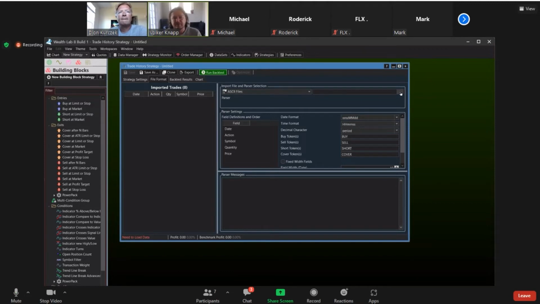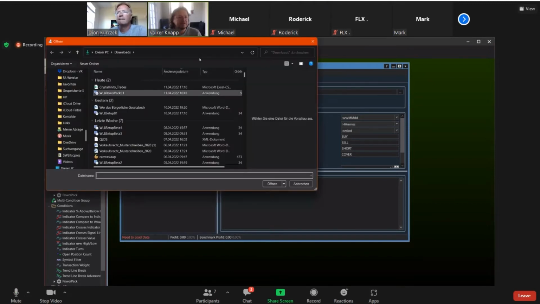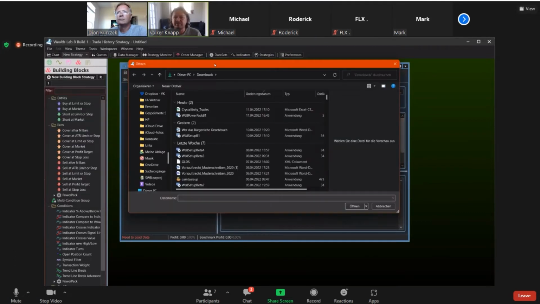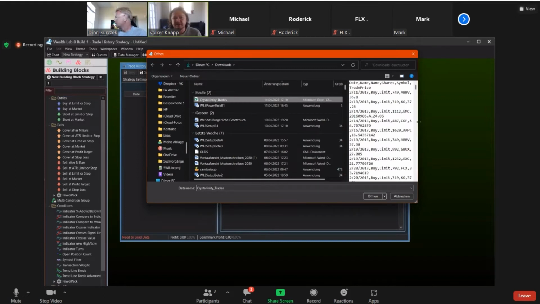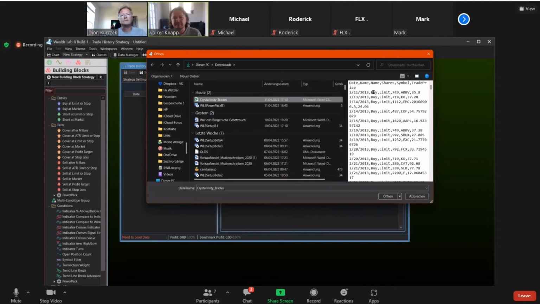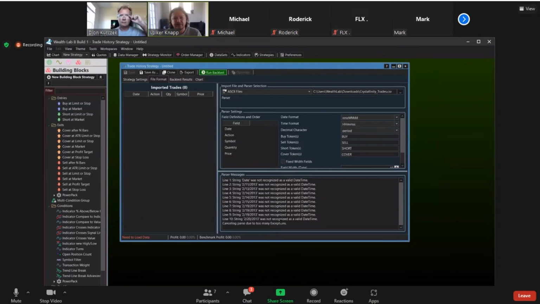So what I'm doing here, I look for the place where it is. Can you see that window that opened up? Yeah, you can see it. Okay, so here it is. This is the file that we downloaded. We see it here immediately: the format of the date, what it was, buy limit, and so on. Quickly say open, and then we get this error message because it says the date format is not recognized.